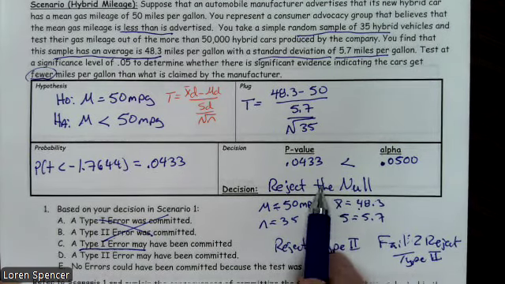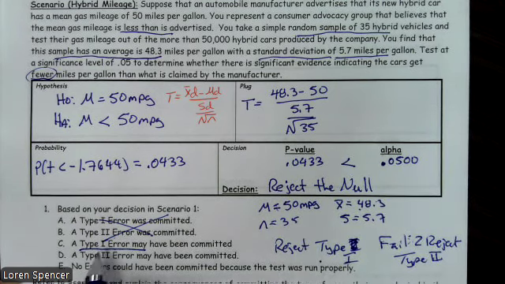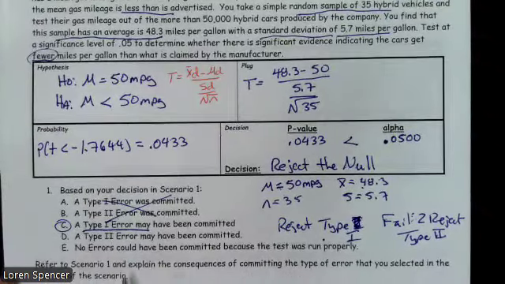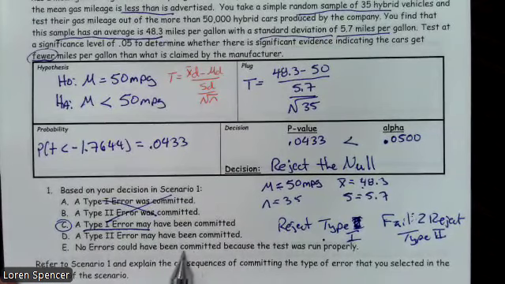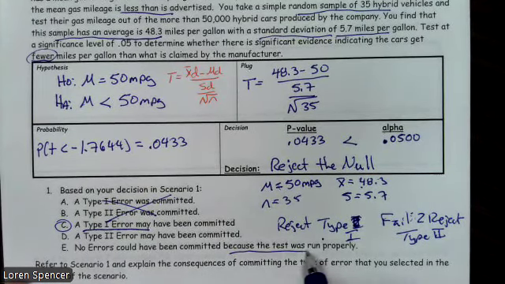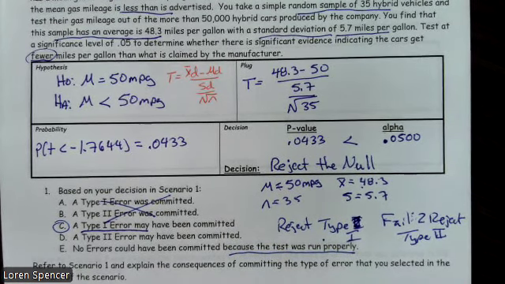All right? Well, we rejected, so the only type that we could have committed is a type 1. So a type 1 may have been committed. The next thing says no errors could have been committed because the test was run properly. If you check the conditions, all the conditions were met, everything was done correctly.